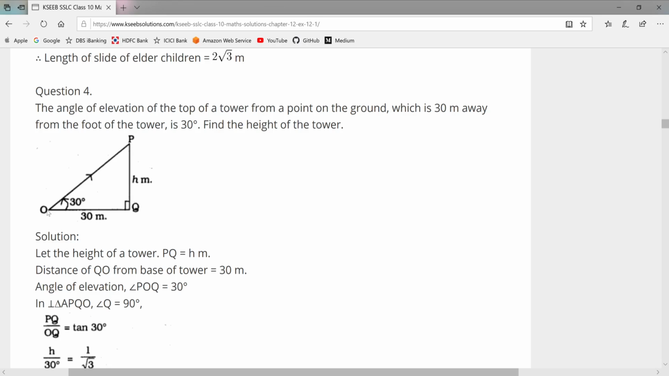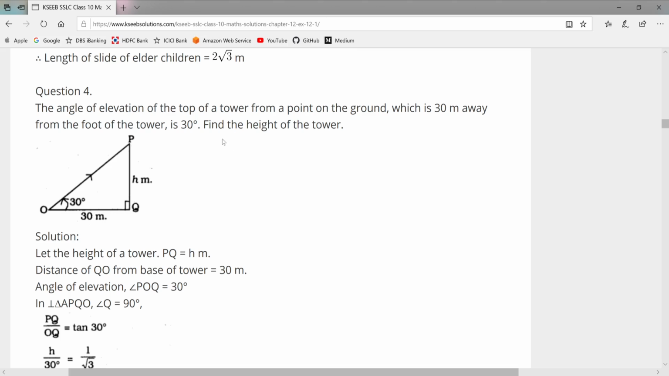Observe that here the person is standing and watching the top of the tower P. The top of the tower is P, and the person is standing at the point O, watching the top of the tower with an inclination of 30 degree. He is standing at a distance of 30 meter from the tower. Like this you have to imagine the picture. The distance between the foot of the tower and this person, these two points, is 30 meter.